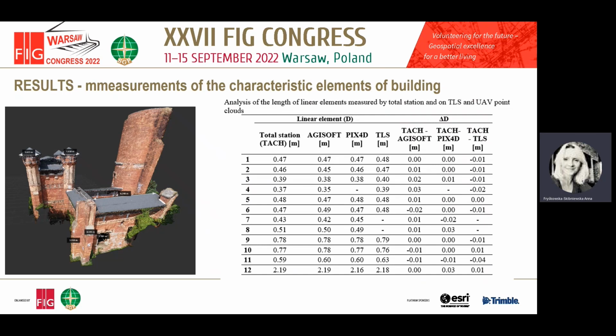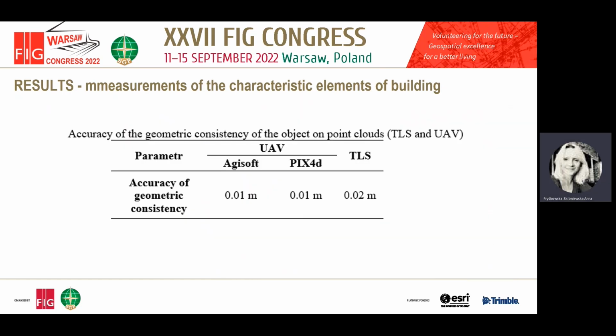The difference can be seen in the table. The obtained values prove that the tested object was correctly mapped on the TLS and UAV clouds. The difference between these parameters is about 1 centimeter.